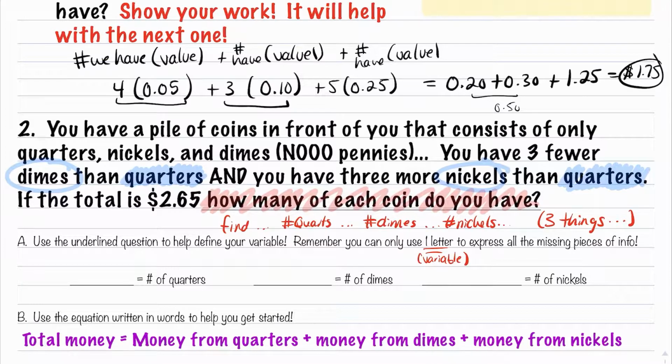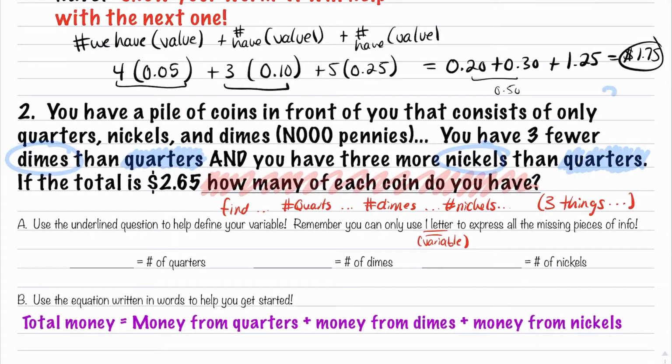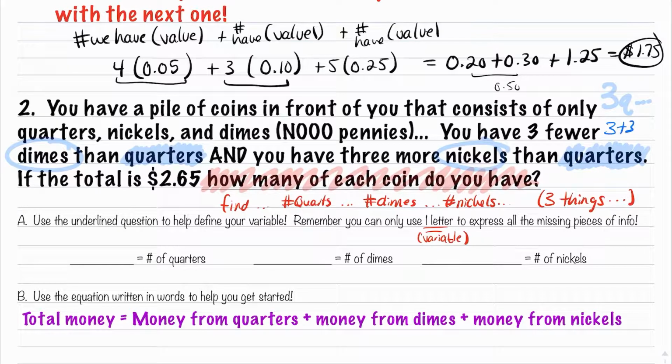For instance, let's say there's 3 quarters. If there's 3 quarters, which I'm just making up, and I know there's 3 fewer dimes, I would just take 3 and take 3 fewer, which would be 0. So that's really easy to find. Same thing with the nickels. If there's 3 more nickels than quarters, I would take the number of quarters I have and add 3 to it.